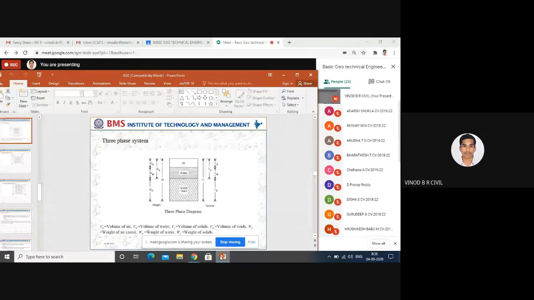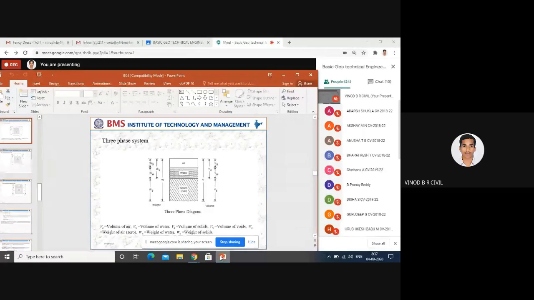This is the three-phase diagram. Here soil, water and air. The weight of soil we call Ws, weight of water is Ww, weight of air is Wa. Total weight of voids equals weight of air plus weight of water, that is Wv. Volume of voids is equal to volume of air plus volume of water.